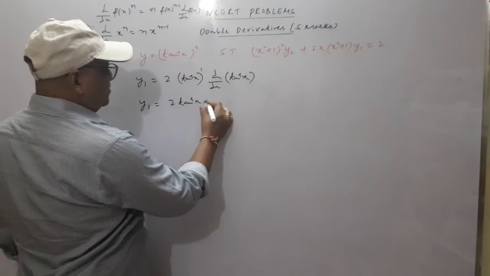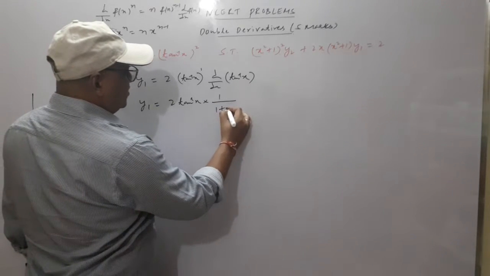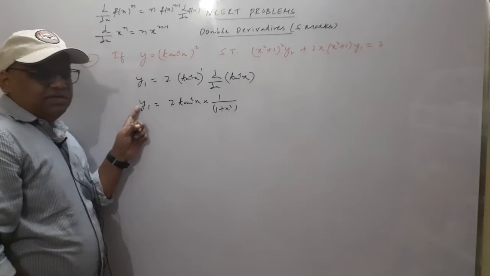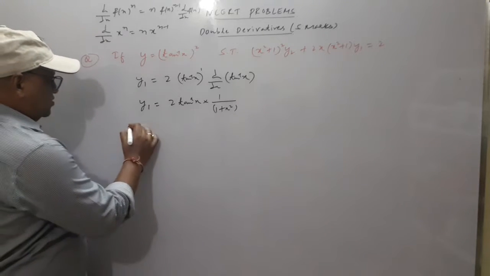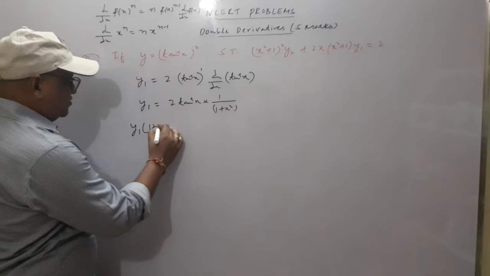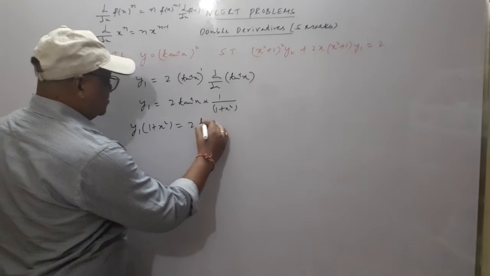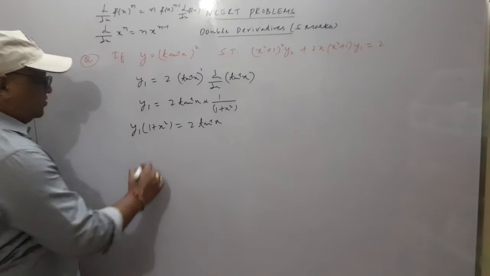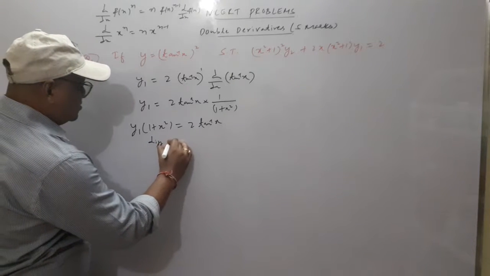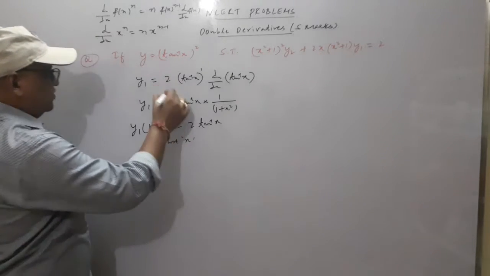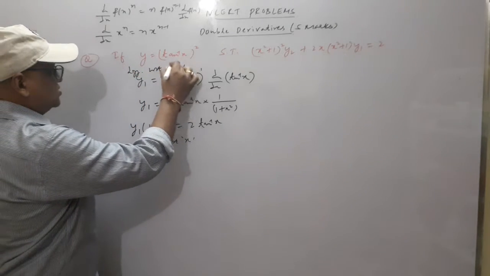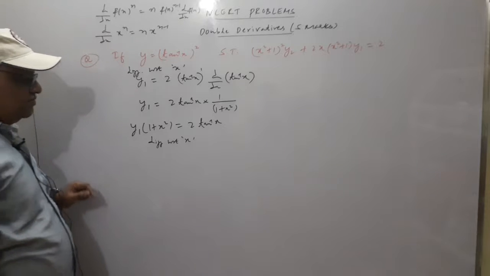So, what is differential of tan inverse of x? 1 by 1 plus x square. Now, I am going to cross multiply this value. So, it will be y1 into 1 plus x square is equal to 2 tan inverse of x. Again, I am going to differentiate with respect to x.